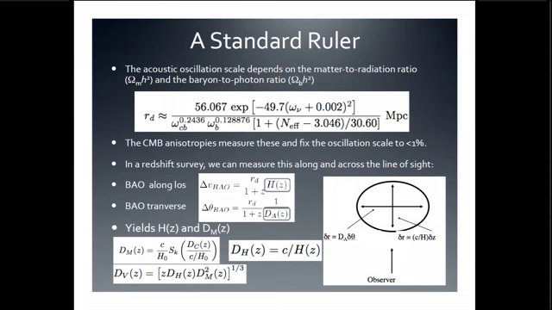Both in the transverse direction, we can measure it, where it's essentially telling us the angular diameter distance to the galaxies, and in the radial direction, where we measure the redshifts, and that's essentially telling us the Hubble parameter, if we know the redshifts. All right, so we can essentially measure two numbers out of this as a function of redshift of the galaxies.